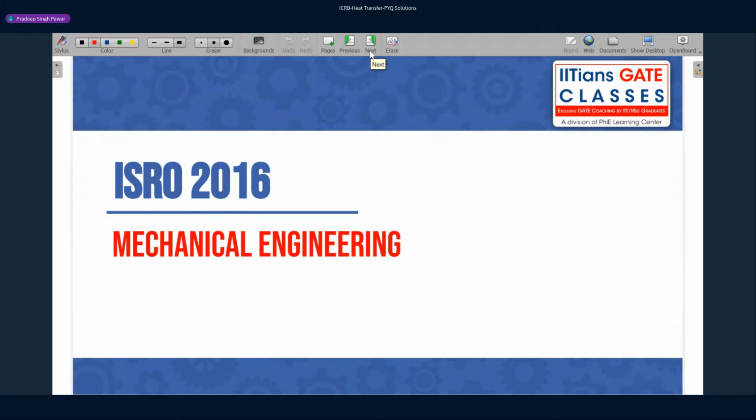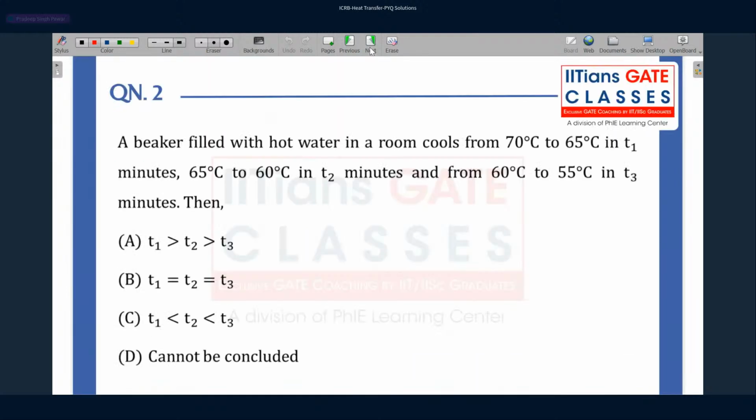So with this, we have covered 2017 set 2. Now let's start the 2016 questions. Look at this. A beaker is filled with hot water. So we have a beaker, and in that beaker we have hot water. Then we are keeping it inside a room which is cool. So what happens? This hot water then cools down.